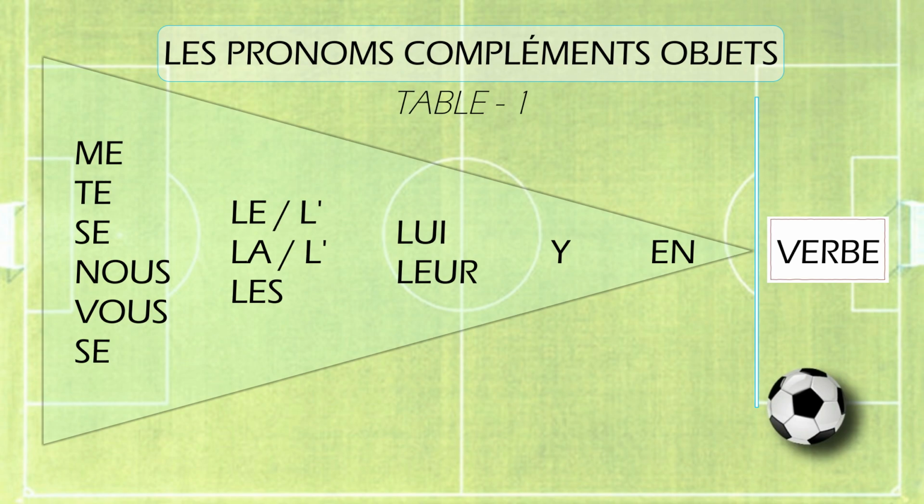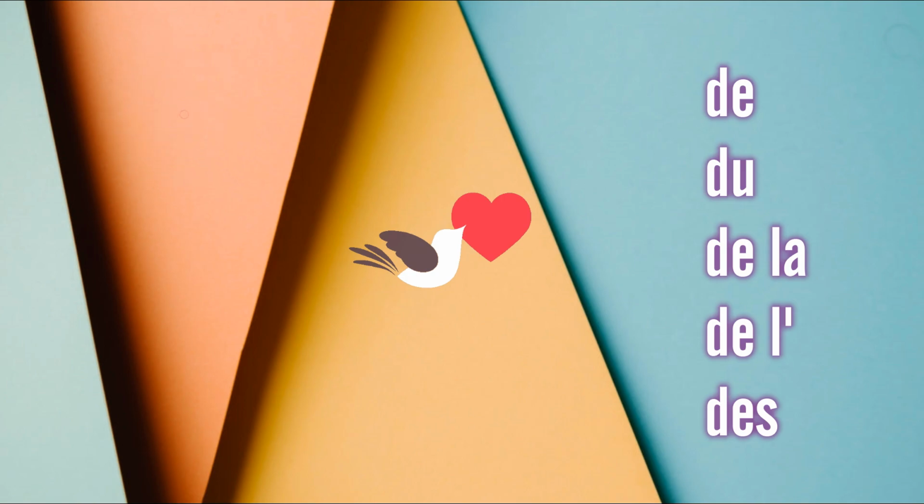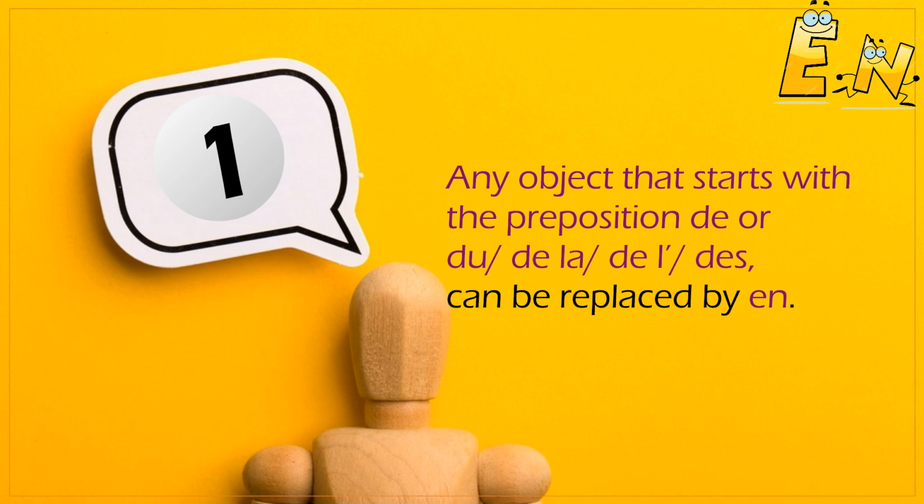Alright, let's learn how to use the pronoun en. En has a good friendship with the preposition de and all its derivatives like du, de la, de l'apostrophe, and des. En is very easy to learn. Whenever an object starts with the preposition de or its derivatives such as le génitif de l'article défini du, de la, de l'apostrophe or des, or if an object starts with les articles partitifs du, de la, de l'apostrophe, de, that object can be replaced by en.